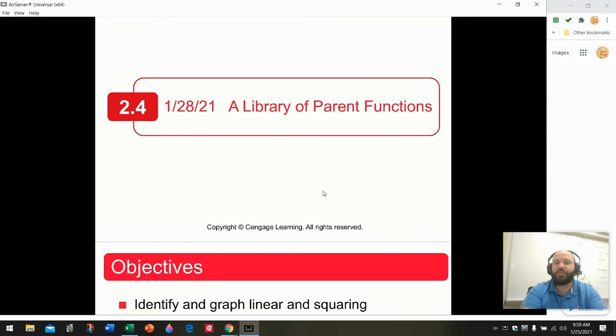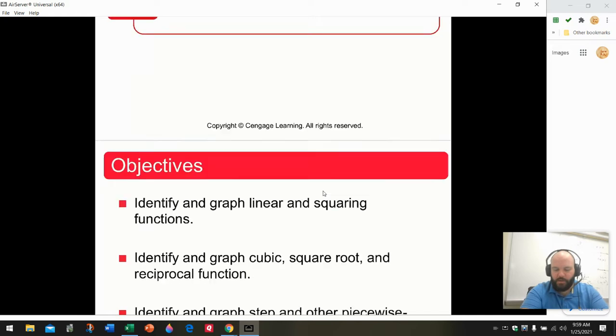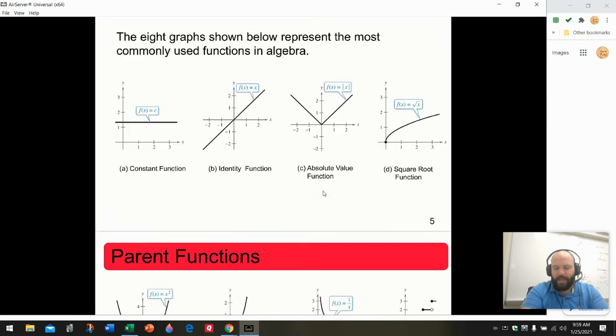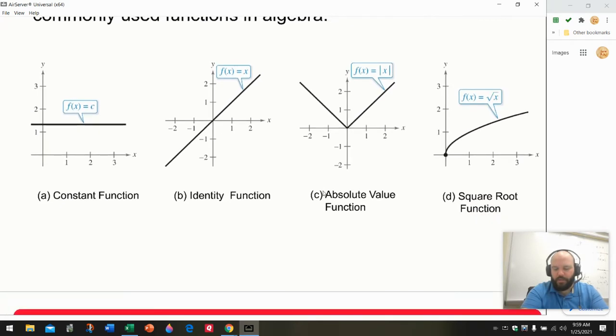We are going to be starting into chapter 2, section 4. And this particular chapter and section has mostly to do with what the parent functions are and how we use them to sketch graphs. The parent functions are a collection of very commonly used equations and graphs in algebra. There are going to be 8 of them, and I'm going to go over each one and discuss each one in detail.